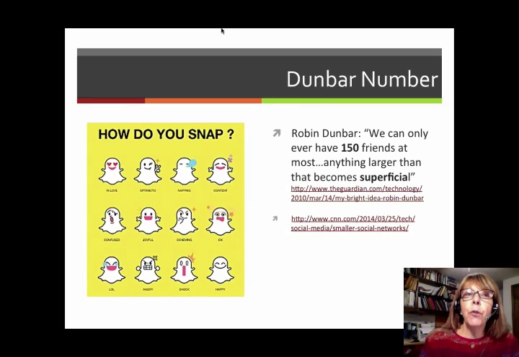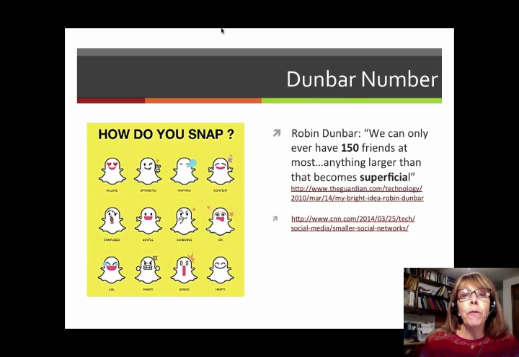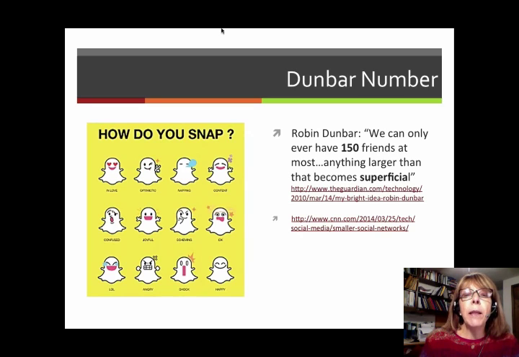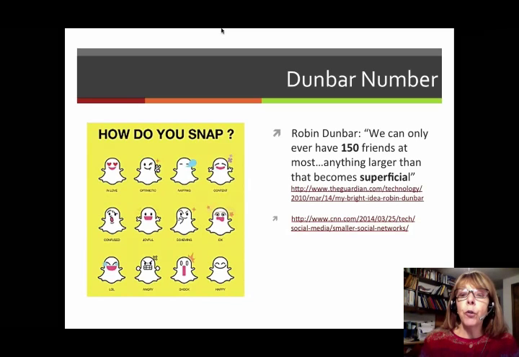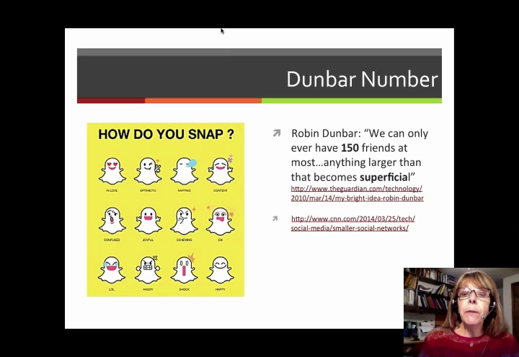Also, some of the more longer standing social media sites like Facebook are being left by the younger generations because their parents, their grandparents are now using these. Some people have said it's no longer the cool factor. Plus, they're moving on and experimenting with other smaller social networks. So these are two articles that you might be interested in, specifically about Robin Dunbar, the Dunbar number, and smaller social networks.